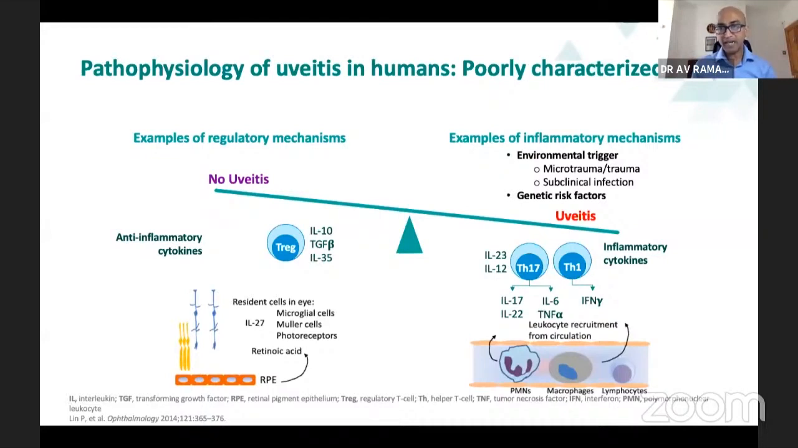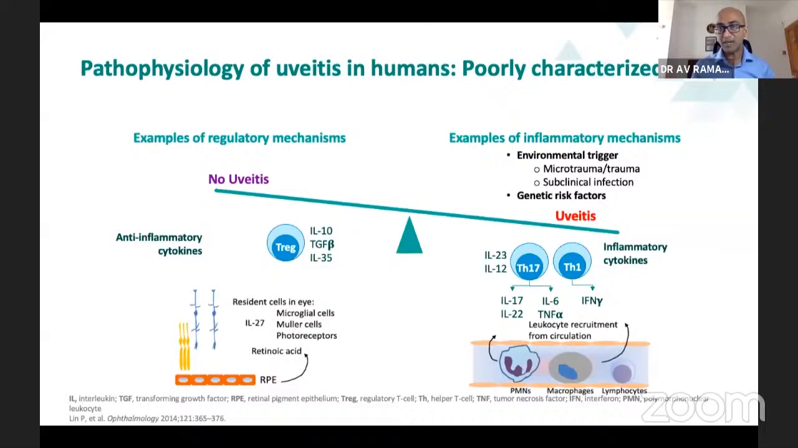But we speculate that in a genetically predisposed host, probably either an infective trigger or microtrauma may lead to this inflammatory cascade. And what we know clearly is that there are a host of cytokines which we can now selectively target. Ten years ago, our treatment of uveitis, both in adults and children, was using drugs which were non-specific immunosuppressive agents, either systemic steroids or methotrexate, cyclosporin, azathioprine, tacrolimus. And now we have drugs which can target the IL-12/23 pathway, such as ustekinumab. We can target IL-17, secukinumab.